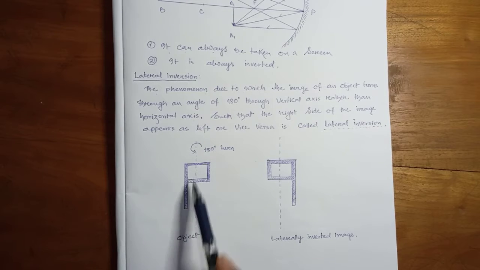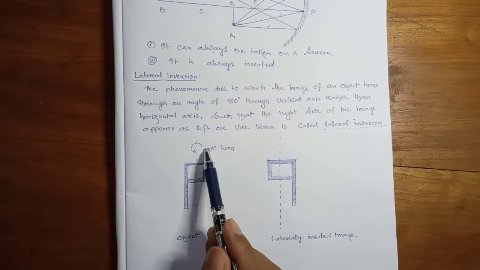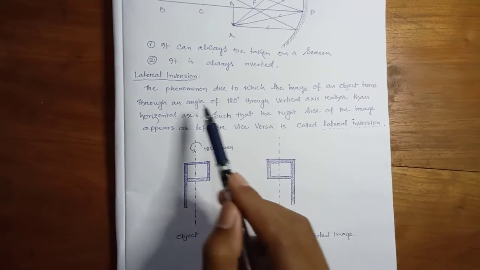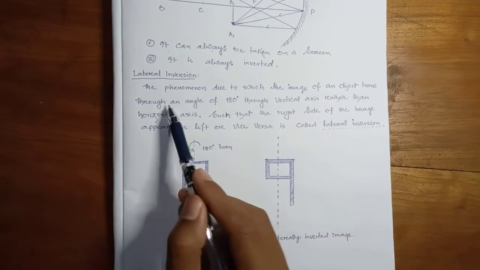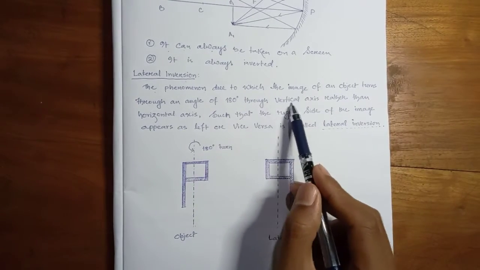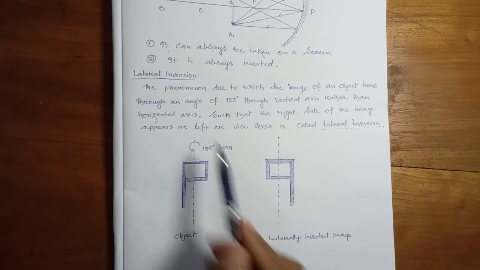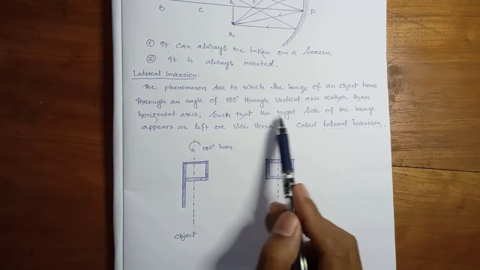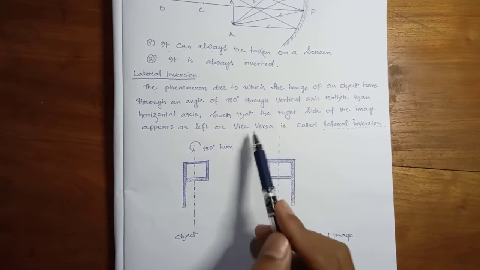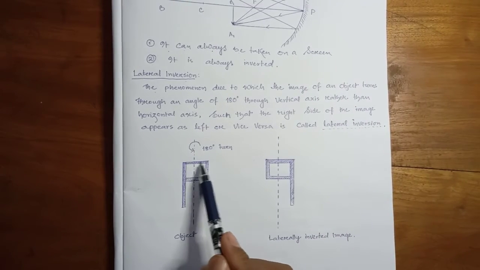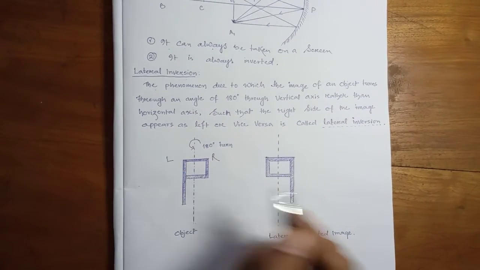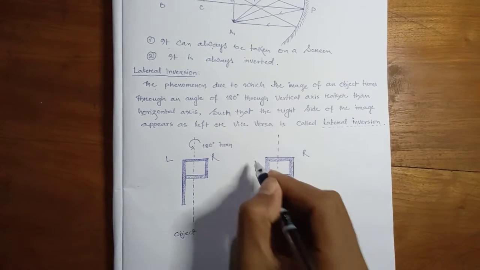Suppose this letter P is your object. When you turn the object through an angle of 180 degrees through the vertical axis rather than your horizontal axis, horizontal axes are like this, so you are not rotating the object on the horizontal axis, but through the vertical axis, such that the right side of the image appears as left or vice versa. Suppose this is your right side and this is your left side. But here this is your right side and this is your left side.